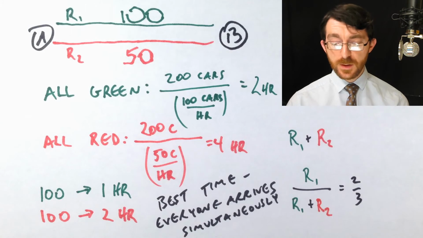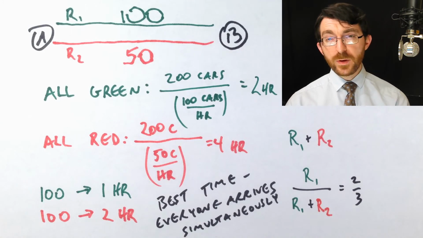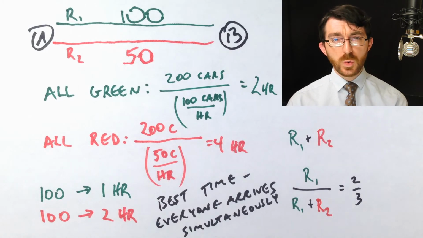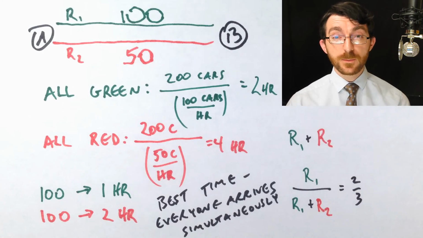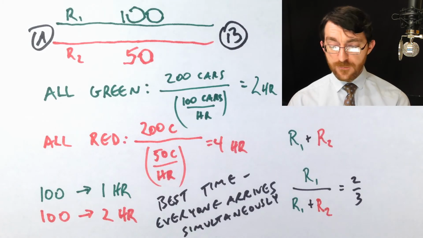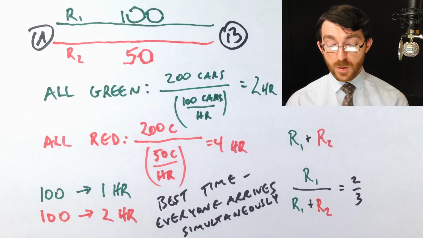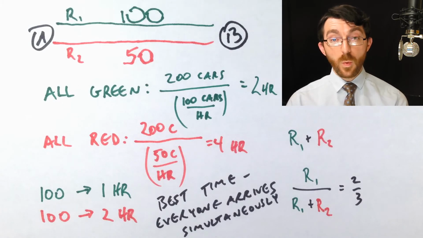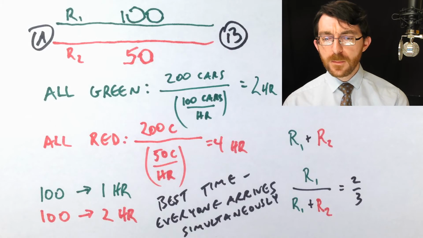Does that make sense? So if we really want to use the roads as efficiently as possible, we should give that road 2/3 of the traffic. And if we do the same thing with road 2, we should get 1/3.